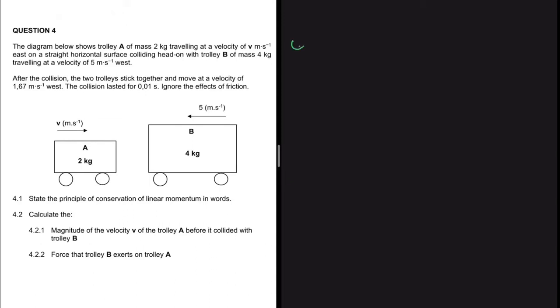4.1 says, state the principle of conservation of linear momentum. We know fully well that it says that the total linear momentum in an isolated system is conserved. What does that mean? The sum of the momentum before a collision will be equal to the sum of the momentum after the collision.